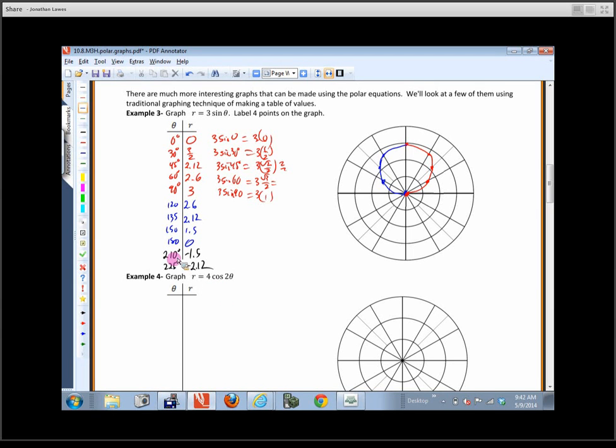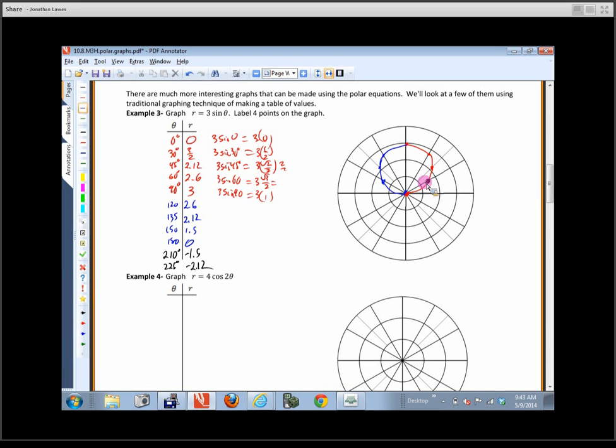I'm going to point at 210. So I'm going to point over here. There's 210. But the radius is negative 1.5. So which way am I actually going to go? Opposite direction. Same line, just the opposite direction. So I end up right there. Right smack dab on top of the point that I graphed when I went around the first time.